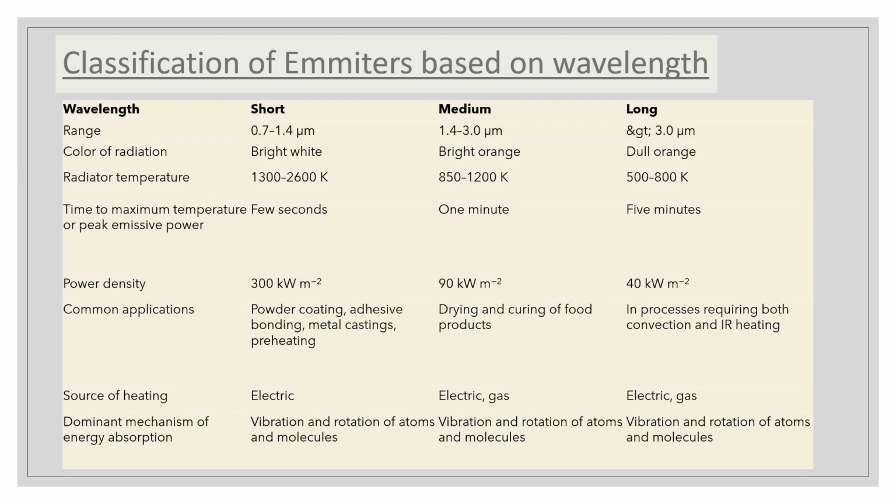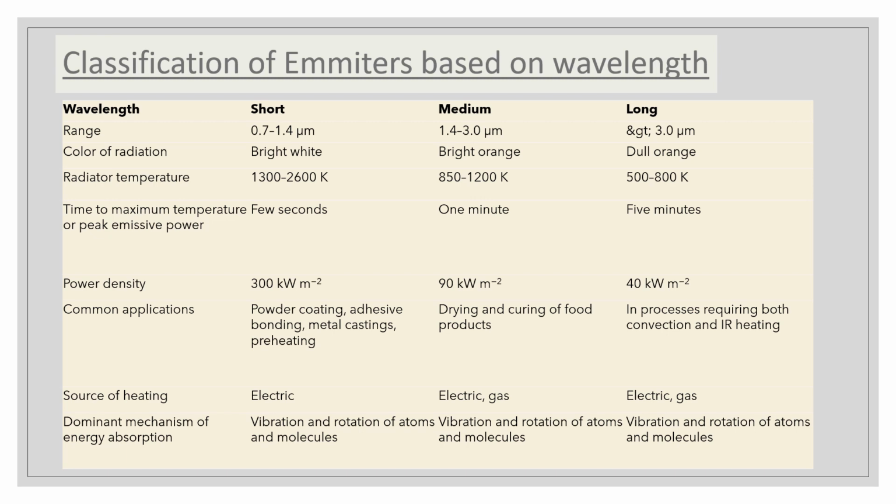Now moving on to another criterion of classification, that is based on wavelength. On the basis of wavelength, emitters are divided into three types: short wavelength, medium wavelength and long wavelength. Short wavelength is 0.7 to 1.4 micrometers, medium wavelength is from 1.4 to 3 micrometers, and long wavelength emitters are above 3 micrometers. The color of the radiation is bright white in the case of short wavelength, bright orange in the case of medium, and dull orange in the case of long wavelength.